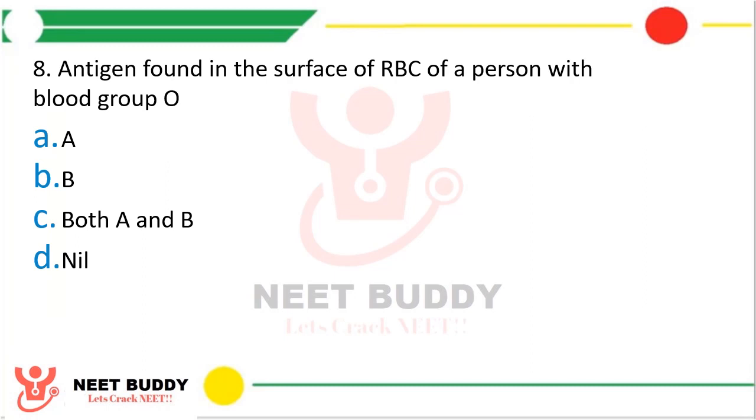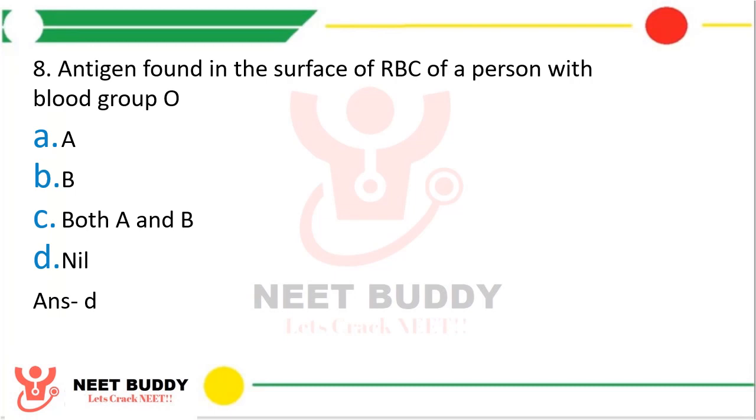Question 8. Antigen found on the surface of RBC in a person with blood group O is A, B, both A and B, or nil. The correct answer is option D, that is the antigen found on the surface of RBC is nil. Neither A nor B is found. Hence, they act as universal donors.